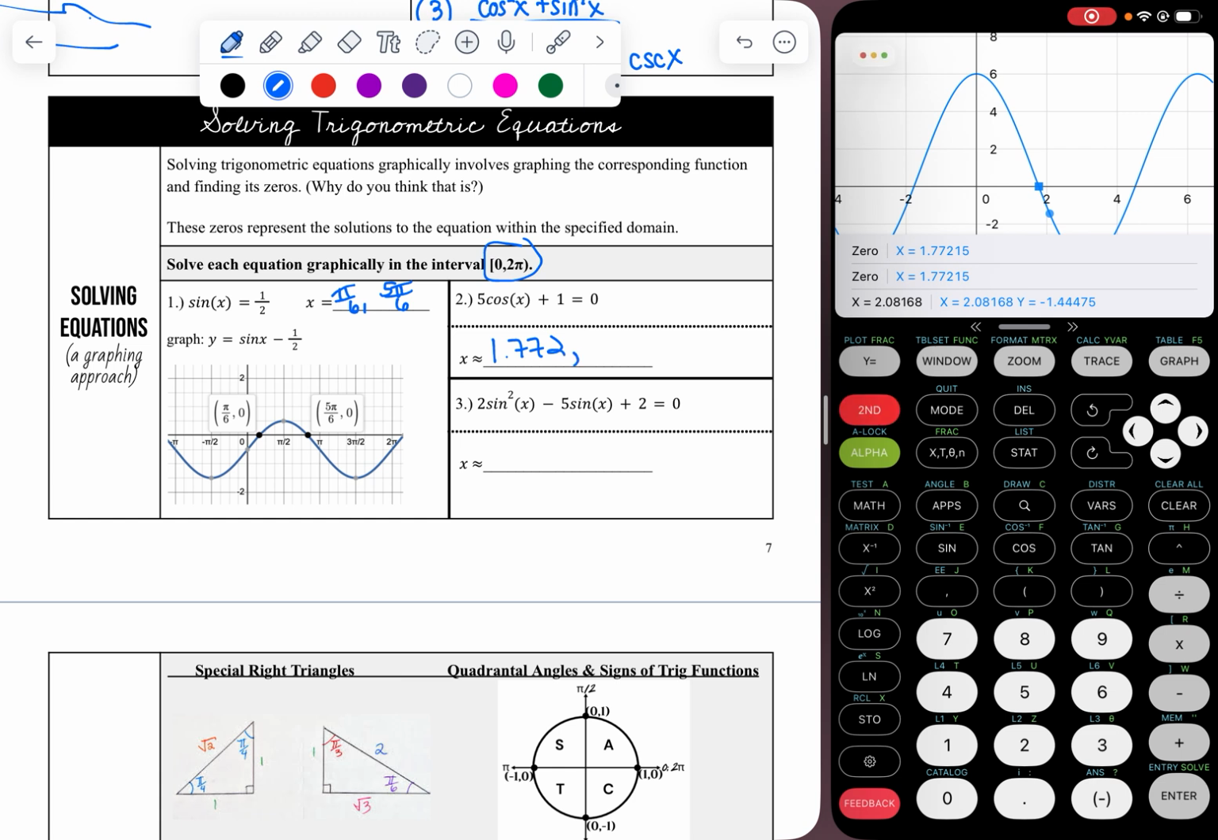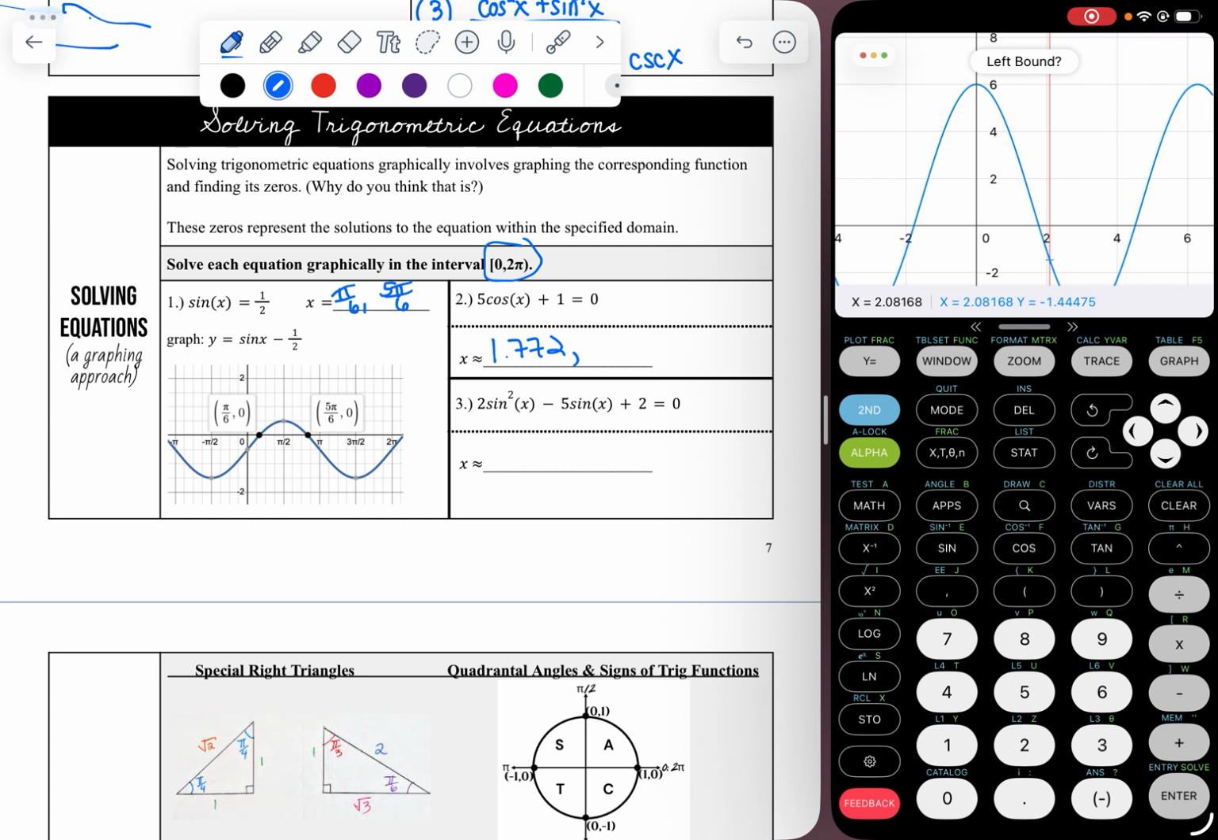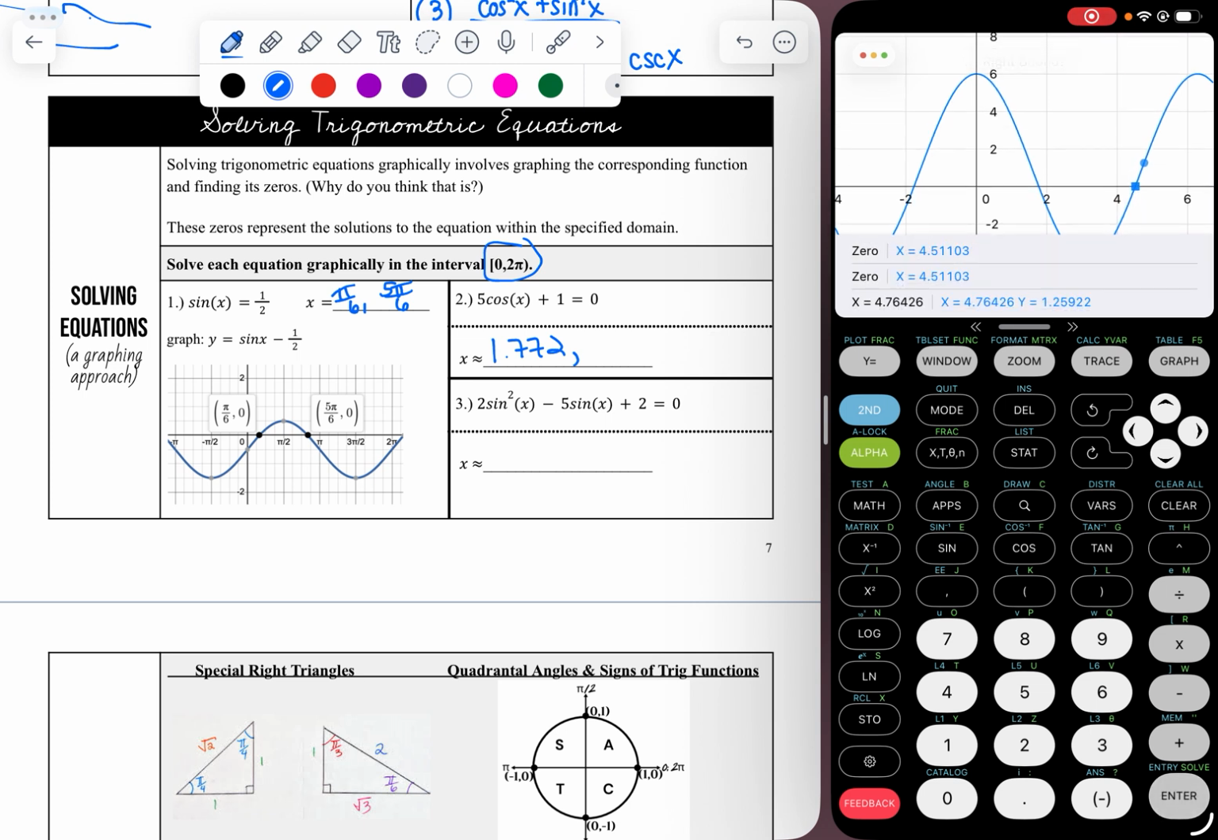Let's find the next one. So second, calculate, choose 0. It's second trace to bring up the calculate menu. Then we're choosing option 2 for 0. For a left bound, here we go, and then go to the right of it. And again, on the actual calculator, you have to hit enter one more time, and we get 4.511 if we round to 3 decimal places.